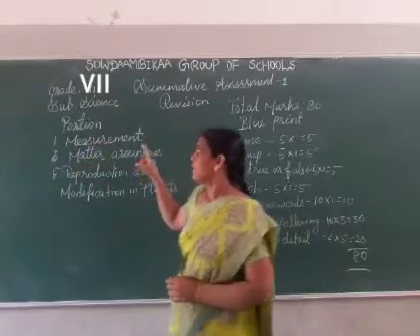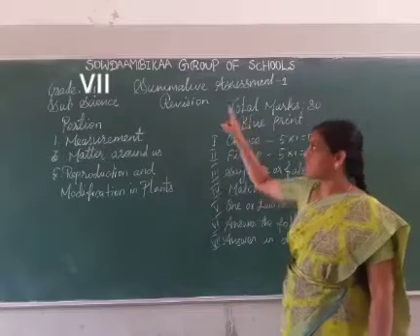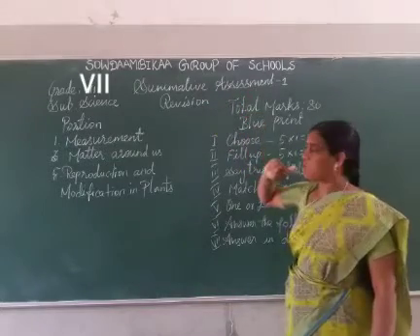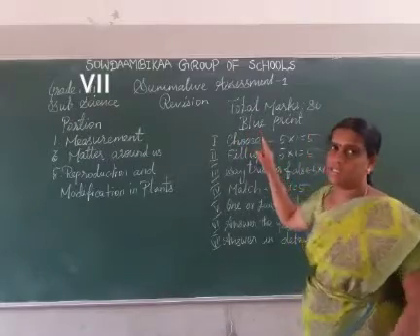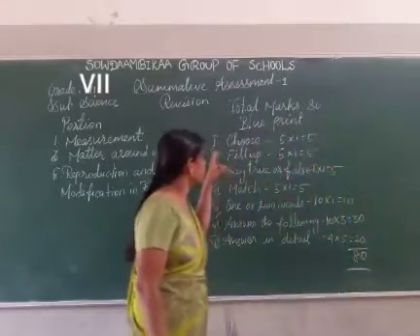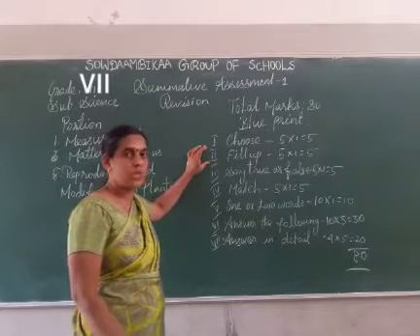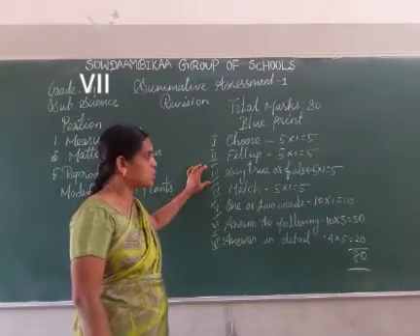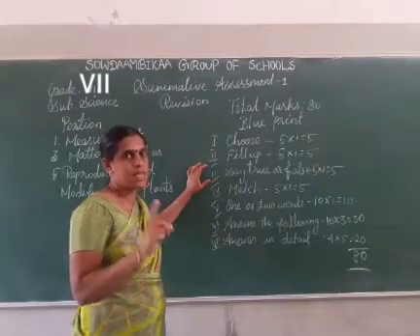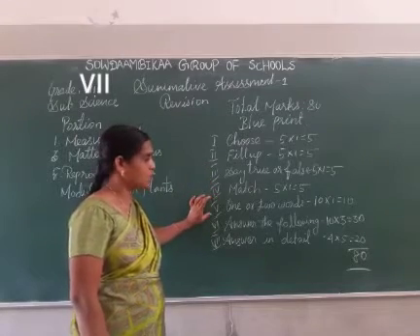Next, we write 80 marks for the first summative assessment. How many marks? 80 marks. This is the blueprint. The first Roman, choose the correct answer: 5 questions, 5 marks. Fill in the blanks: 5 questions, 5 marks, each question carrying 1 mark. True or false: 5 questions, each question carrying 1 mark, 5 marks. Match the following.